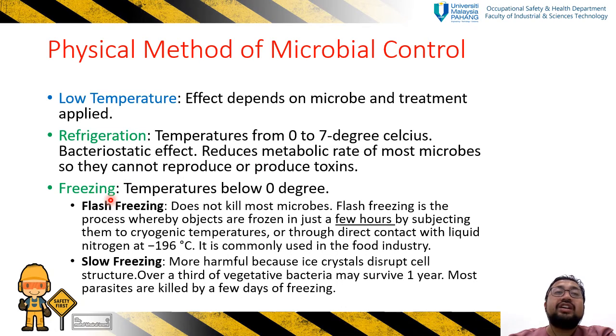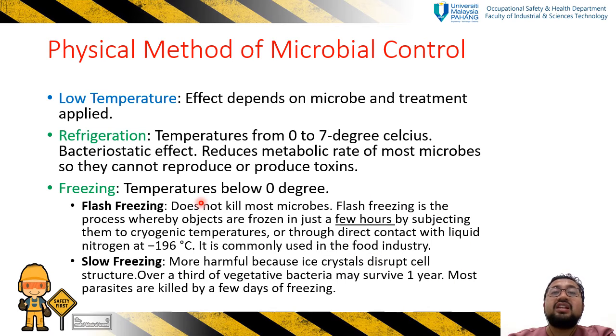Alright, and then we've got freezing, temperature below 7 degrees. We have two types of freezing, flash freezing and slow freezing. Flash freezing means that we freeze within a short period of time, but it does not kill most microbes. Flash freezing is the process whereby objects are frozen in just a few hours. This is a keyword, few hours, by subjecting them to cryogenic temperatures or through direct contact with liquid nitrogen at negative 196 degrees Celsius. It is commonly used in the food industry.